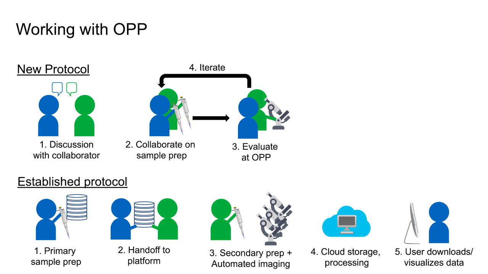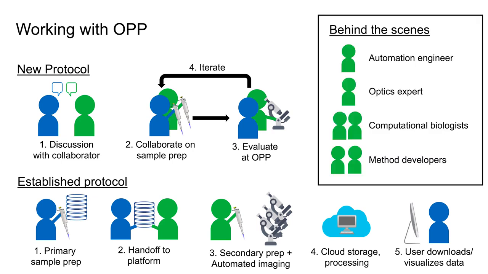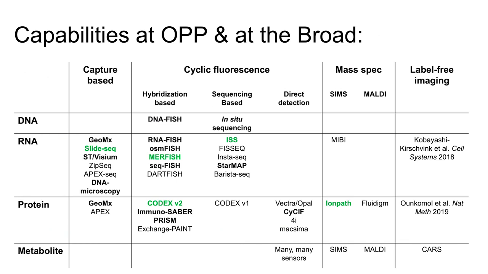If this is something a little bit better established, and I'll show you some of the things that are at this point, it may be better if a user would prep a sample, hand it off to us, and then we handle the imaging and the low-level data analysis and deliver to the original scientist. We haven't established every step of this pipeline so far, but we're getting there on some of the techniques. And then behind the scenes, this is all enabled by an automation engineer, an optics expert, computational people, and method developers all working together on a variety of these different approaches. I'll show you where we are, and if you want more, you can read the Stanley Center annual report.